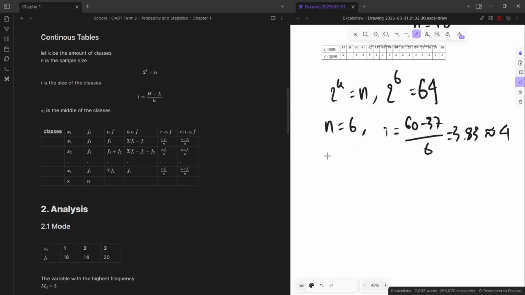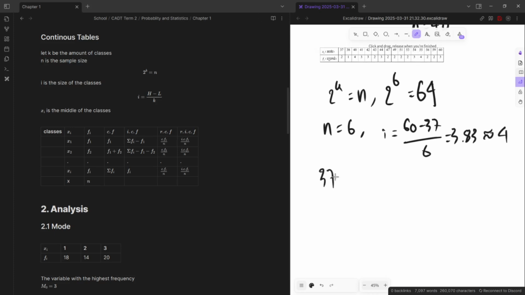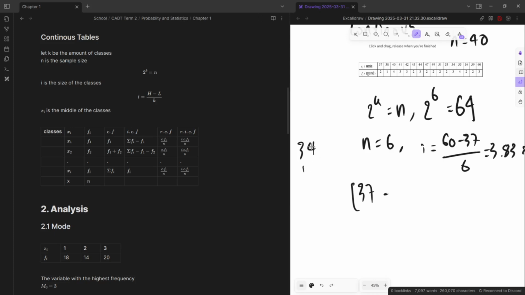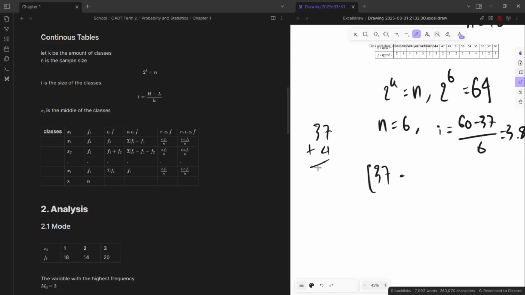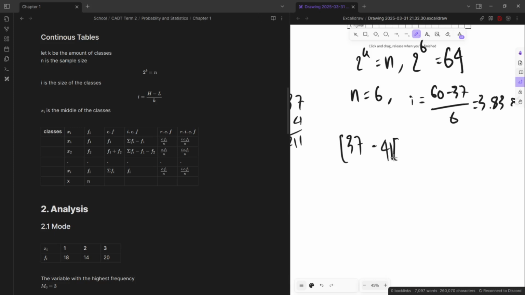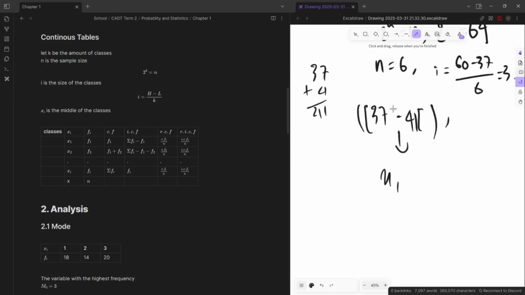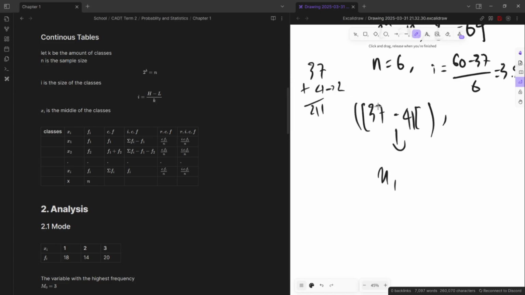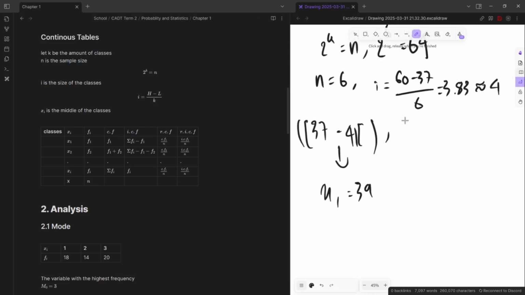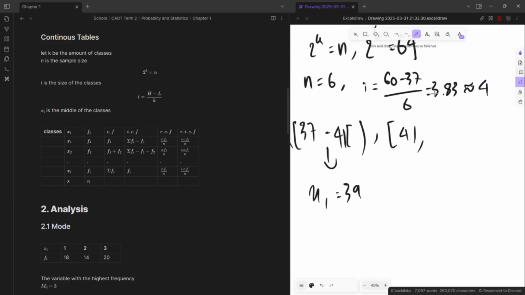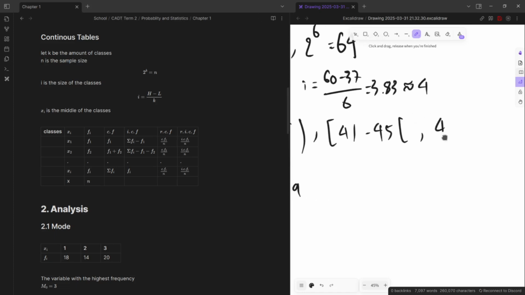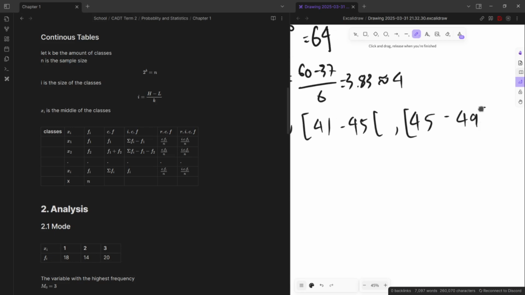Cannot have that number. So our classes look something like, we take 37 plus 4, which is 41, excluding 41. This is one of our classes, and we treat this like our data point, but we also take our xe to be the middle of this. So 37 plus 4 divided by 2 is 39, and then so on. 41 plus 4 is 45, all the way to 60, 49, something like that.